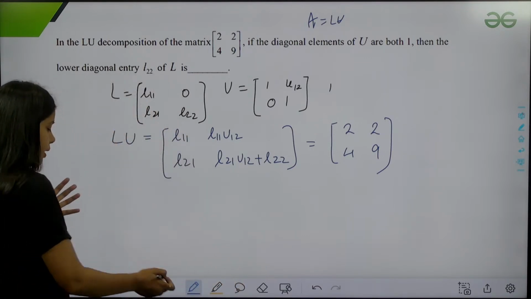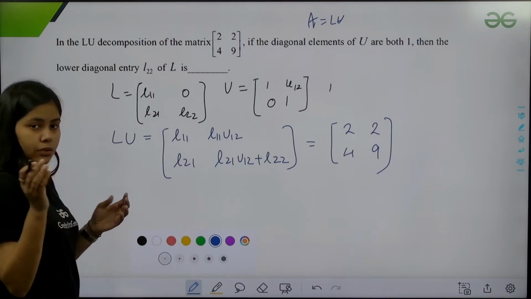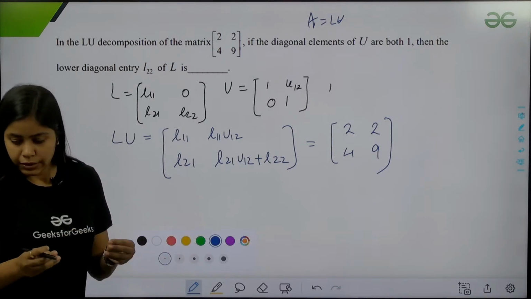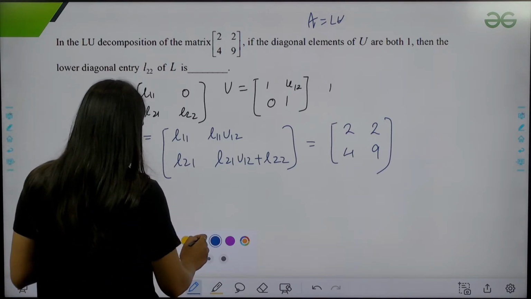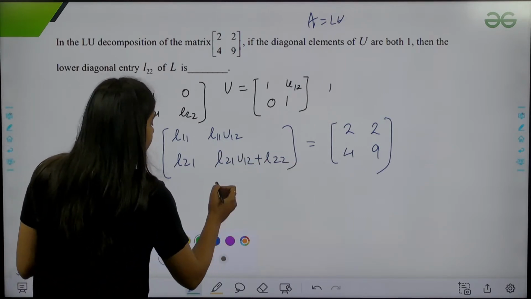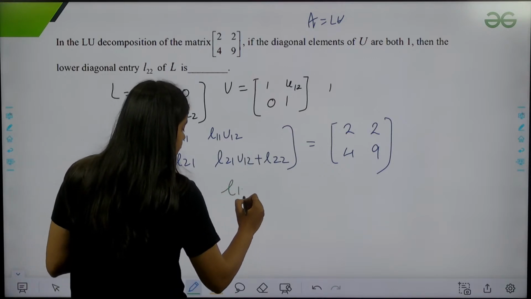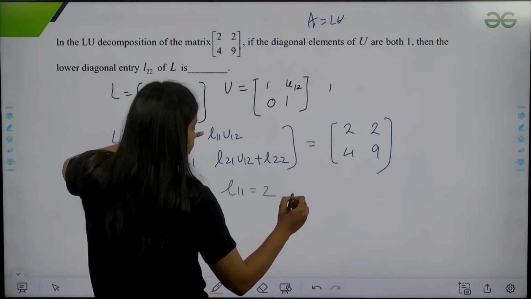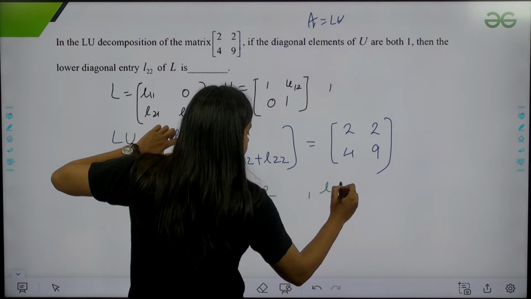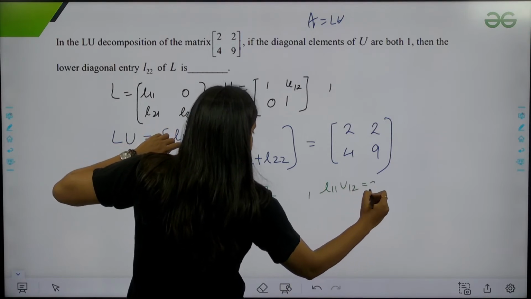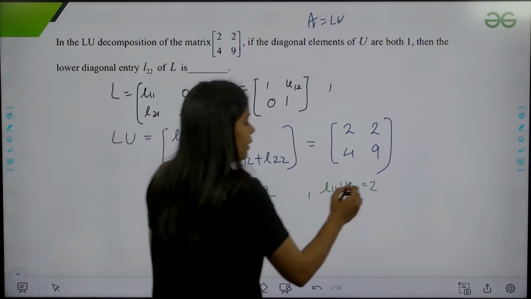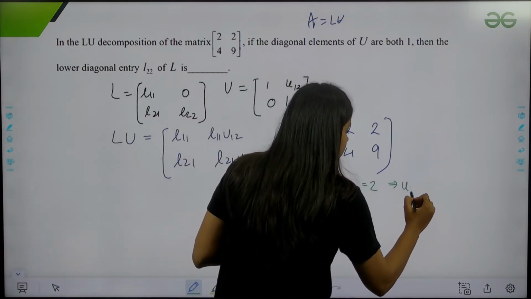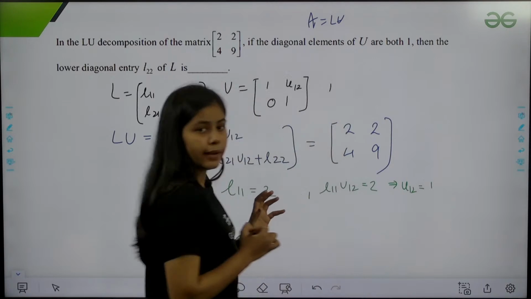Okay, so let me compare. You also try to solve by yourself and let me know the answer in the chat section, right? Okay, so if I compare, I'll get L11 equals 2, and from the second equation L11 U12 equals 2. Now if I put L11 equals 2, what would I get? I'll get U12 equals 1, right?